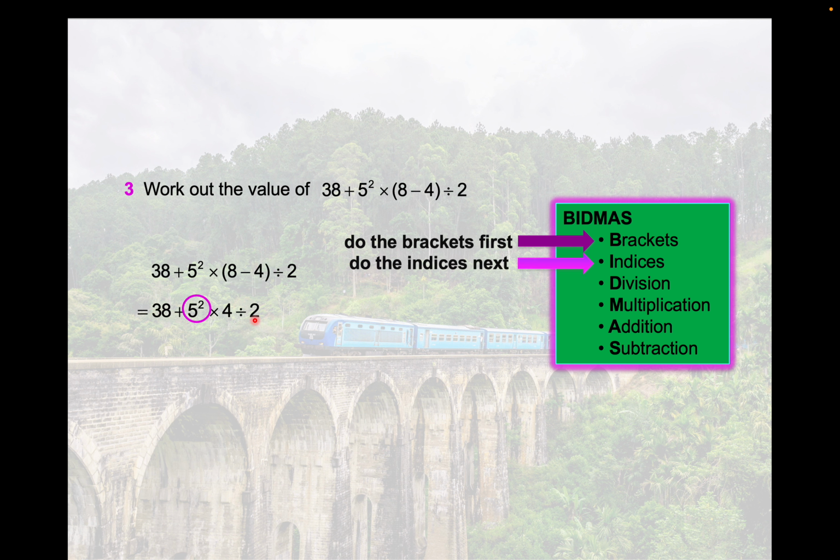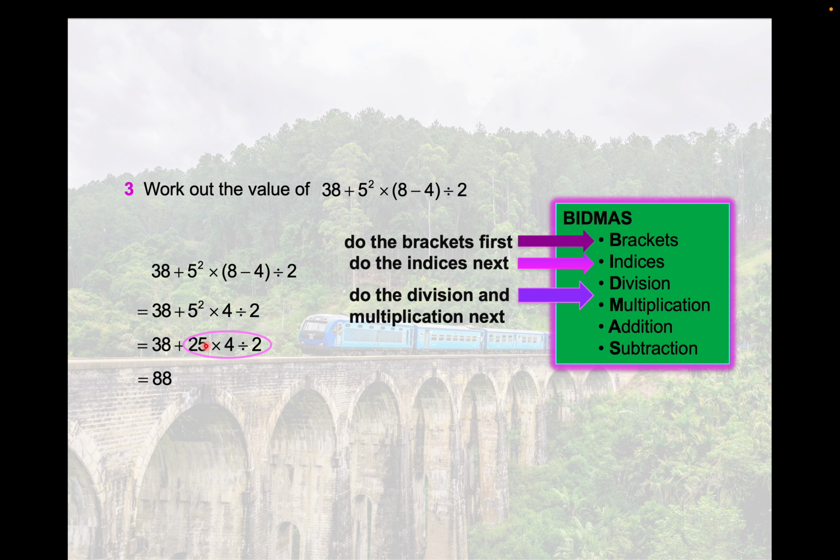Then I'm going to deal with the second most important operation, which is indices, so we need to square 5. It's going to be 38 plus 5 squared, which is 38 plus 25, but still we have times 4 divided by 2. For the next level, we can either divide then multiply, or multiply then divide. It doesn't matter that much. Here we're going to multiply and then divide. That's going to be 50, and 38 plus 50 gives us 88.